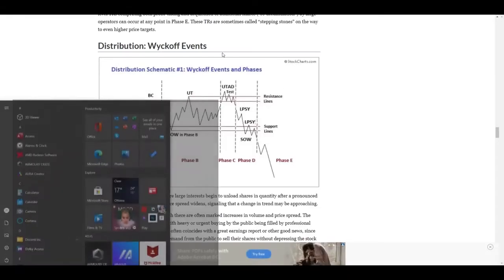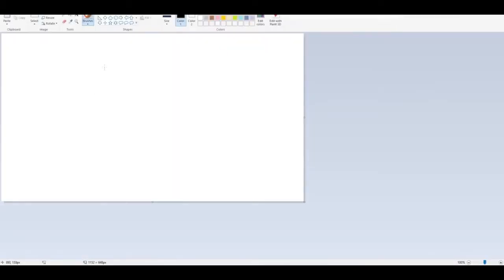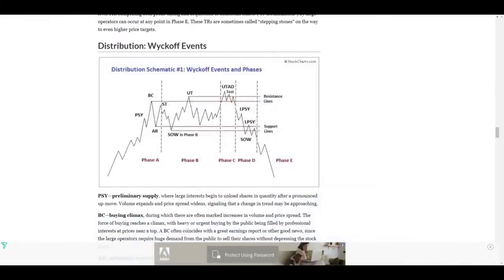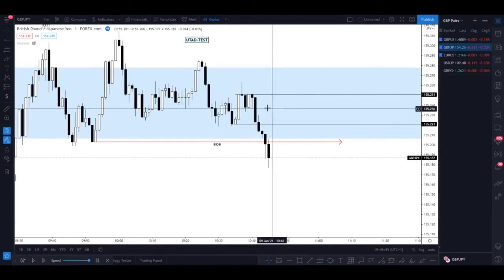So really what it's going to look like is something like this. When the market does create that last point of supply, let's say this is my LPSY, what you're going to see is price consolidate and come back into that last point of supply, and then price is going to get in, and that's where you're getting your entry in. So that's generally what Wyckoff doesn't show you, but yeah. So we have our entry right over here.